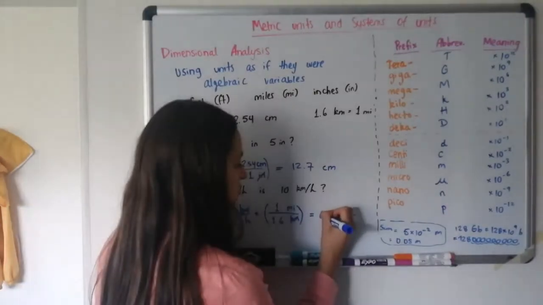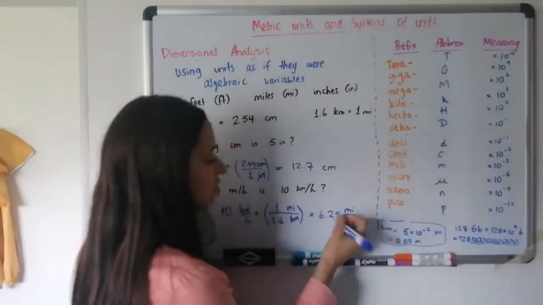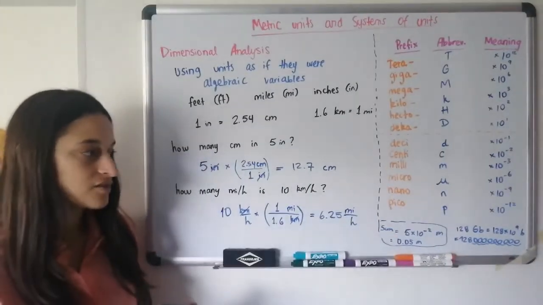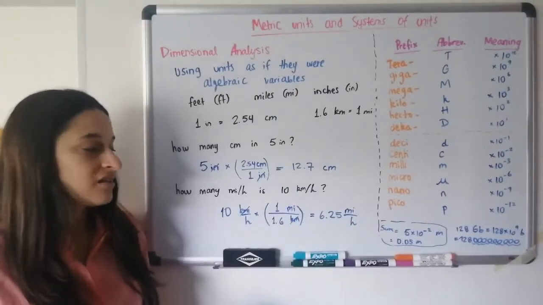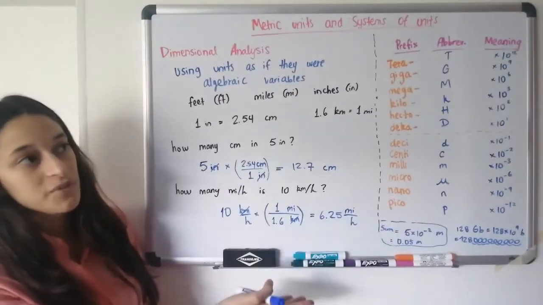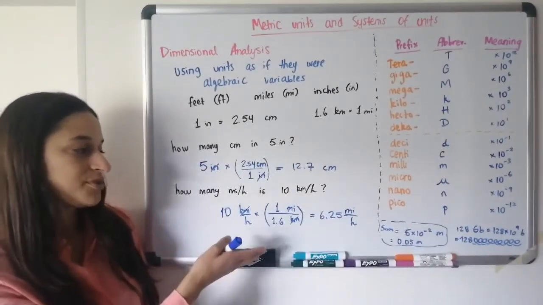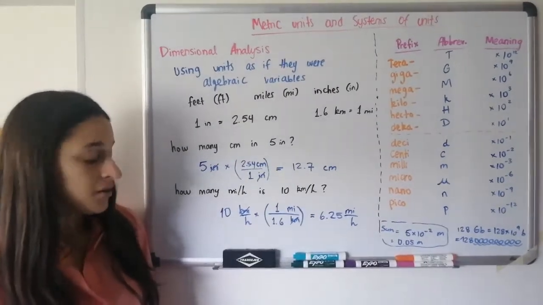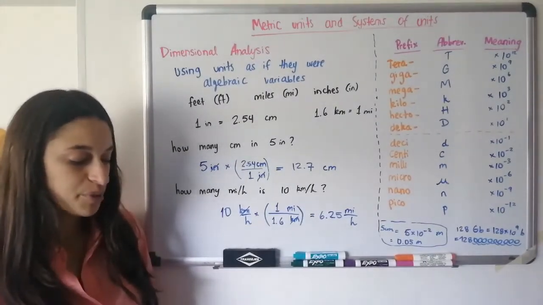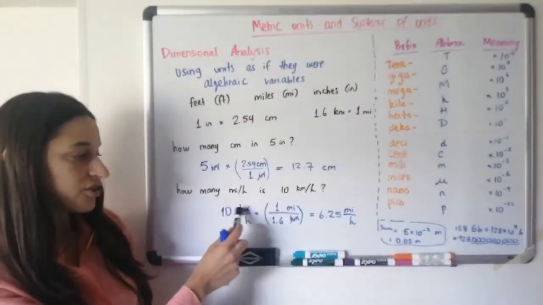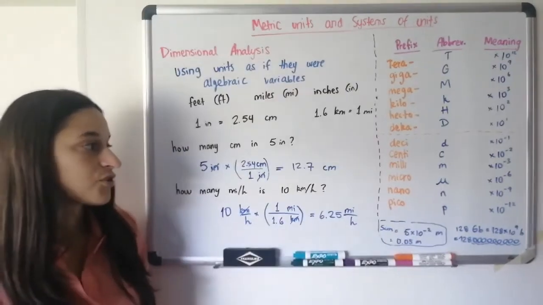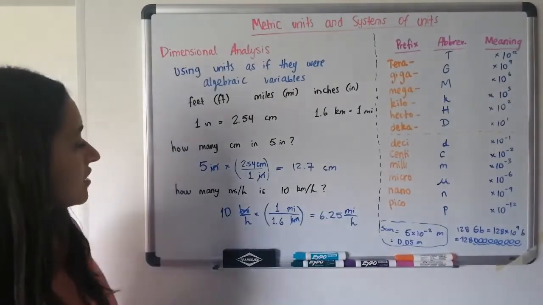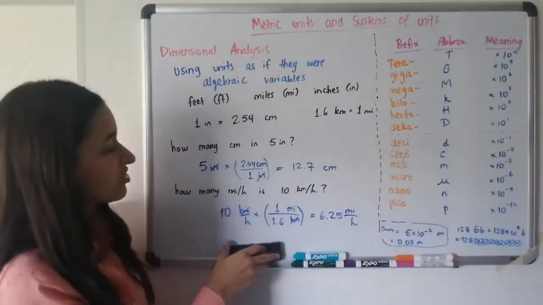So 10 kilometers per hour is 6.25 miles per hour. Right? So that is why dimensional analysis is useful. You don't have to memorize that you always divide when you're going from kilometers per hour to miles per hour, and multiply when you're going from miles per hour to kilometers per hour. No, you simply put the fraction such that the unit cancels out and you're left with the correct units, right? So that's the importance of dimensional analysis.